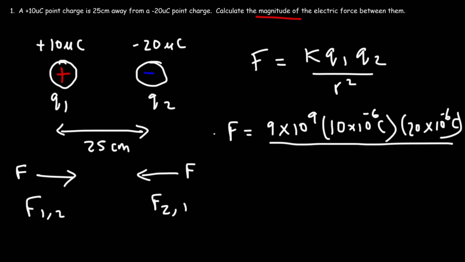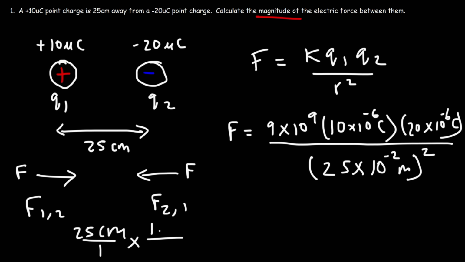Now R, the distance between the two charges, is in centimeters. We need to convert that to meters. Well, actually, you can simply plug it in like this. 25 centimeters, you can write it as 25 times 10 to the minus 2 meters. You can replace centi with 10 to the negative 2. But if you wanted to convert it, here's what you could do.